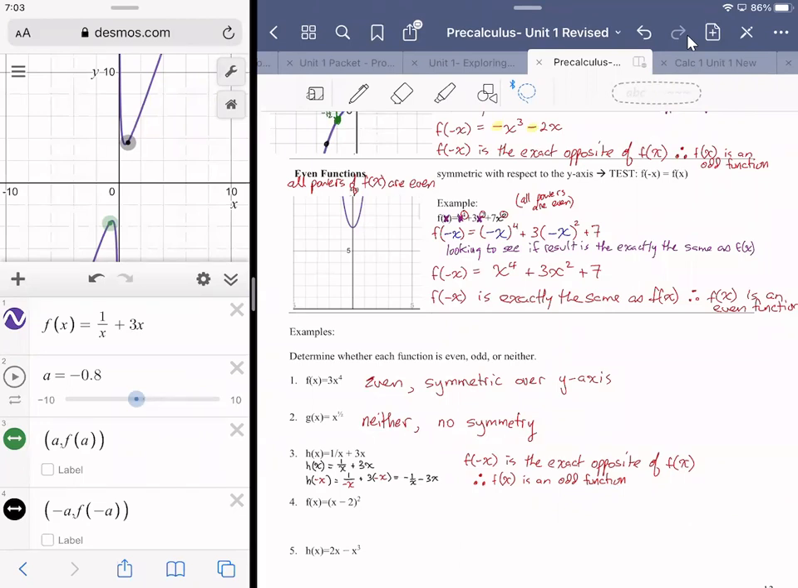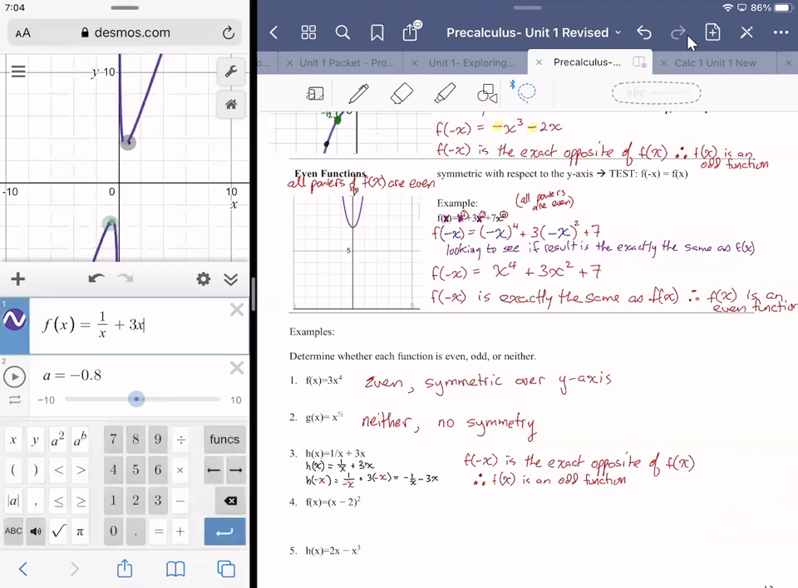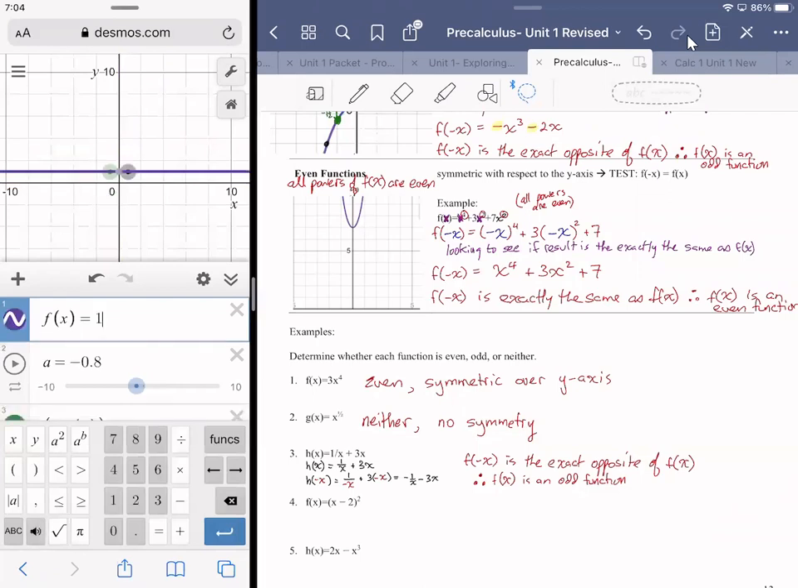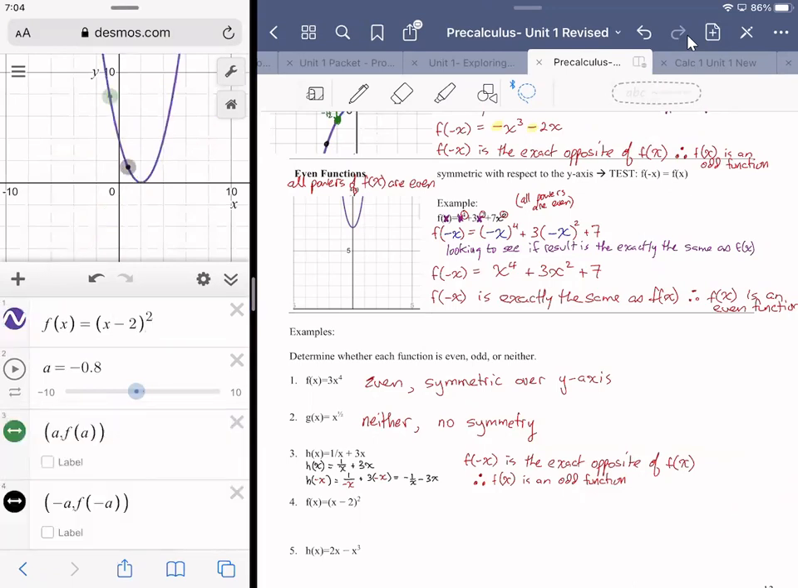So in this case, the picture kind of got me started, but I wasn't 100% sure until I did the algebra. All right. Now, if you're willing to roll the dice, you're taking a test, it's a multiple choice question, something like that, then by all means, it certainly looks symmetric over the origin, but I didn't want to take the chance. All right. x minus 2 to the second power. That doesn't have symmetry, so that's neither.